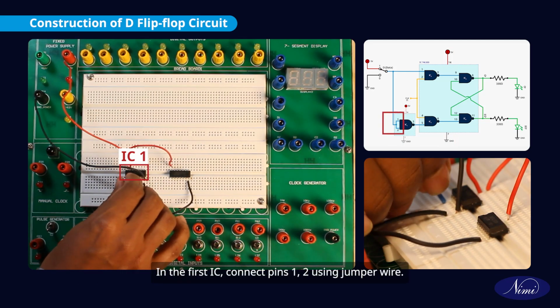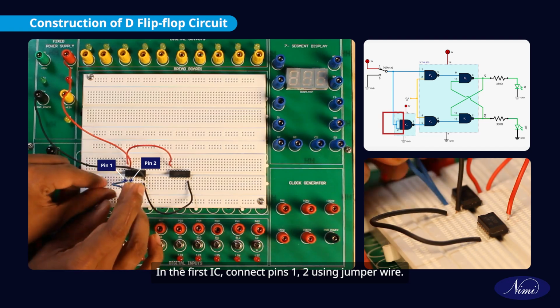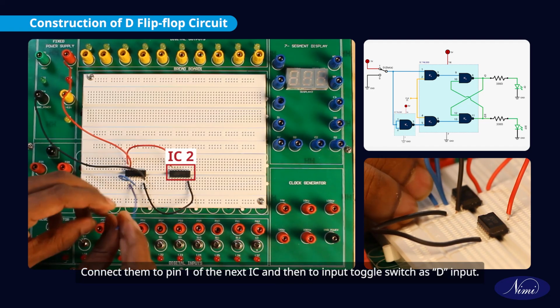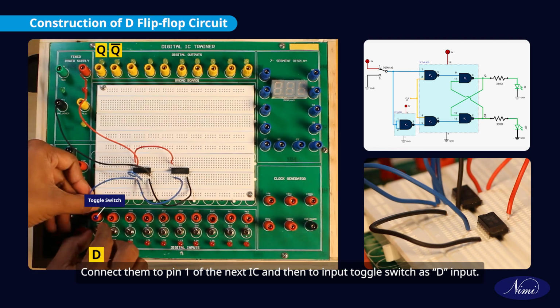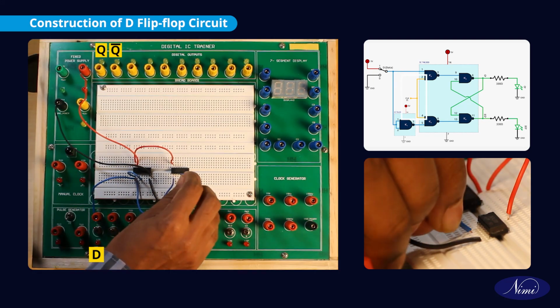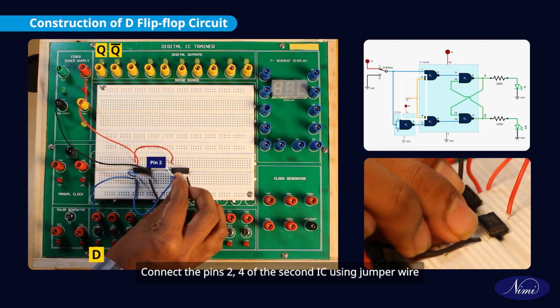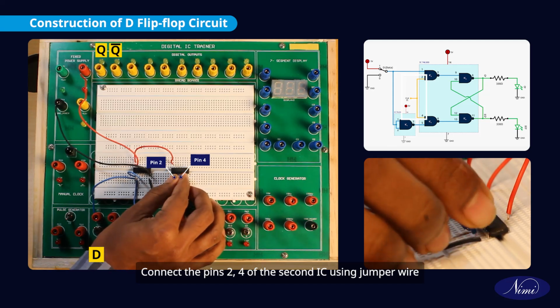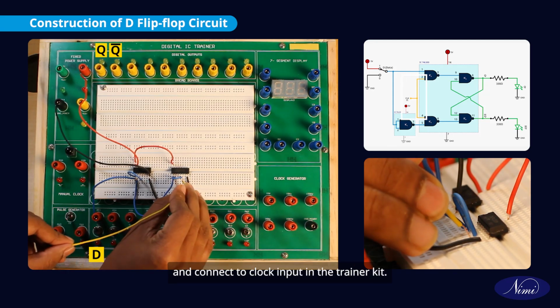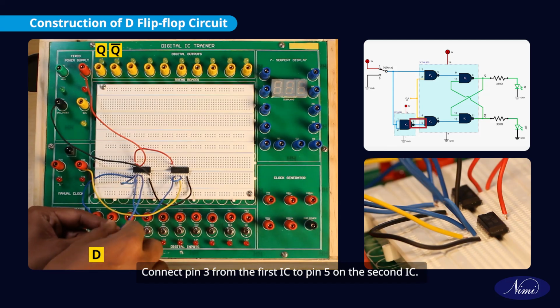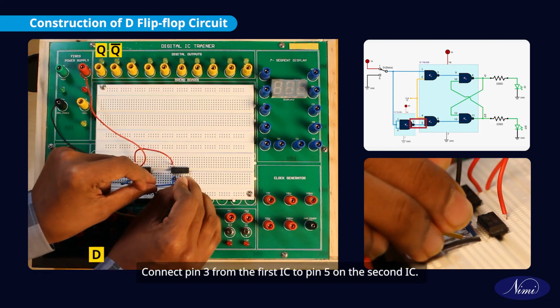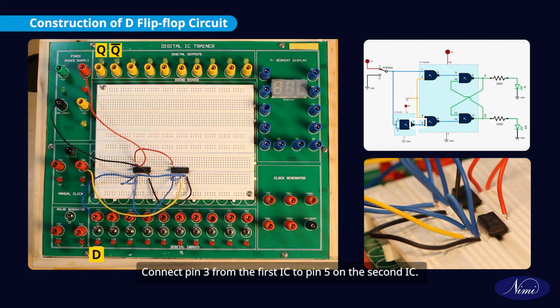In the first IC, connect pins 1, 2 using jumper wire. Connect them to pin 1 of the next IC and then to input toggle switch as D input. Connect the pins 2, 4 of the second IC using jumper wire and connect to clock input in the trainer kit. Connect pin 3 from the first IC to pin 5 on the second IC.